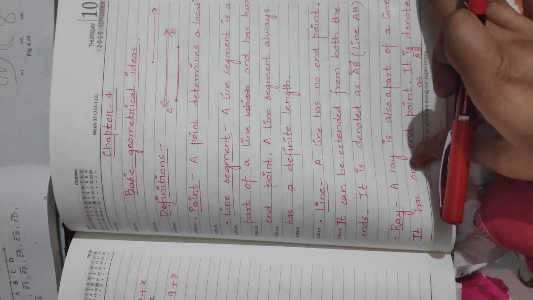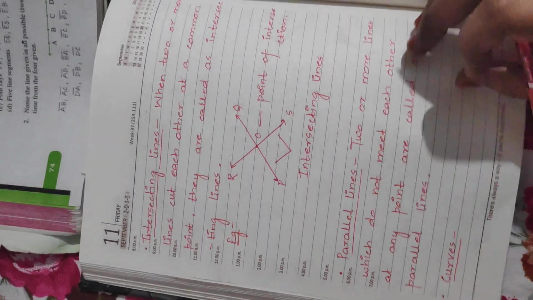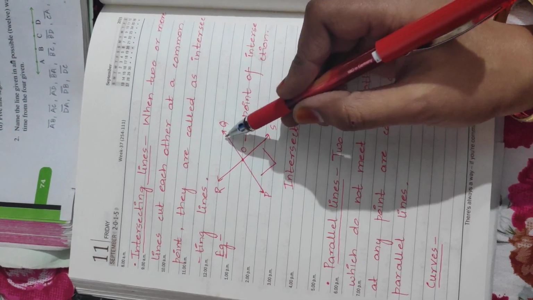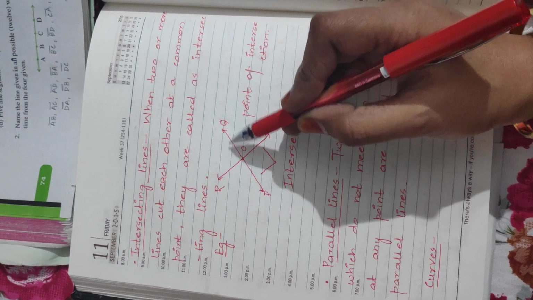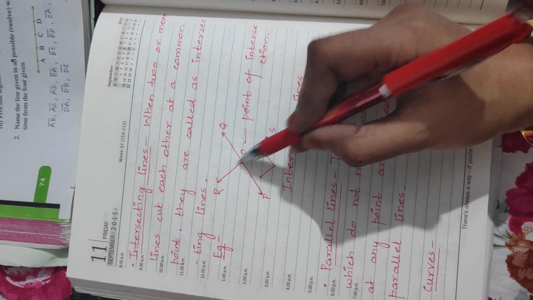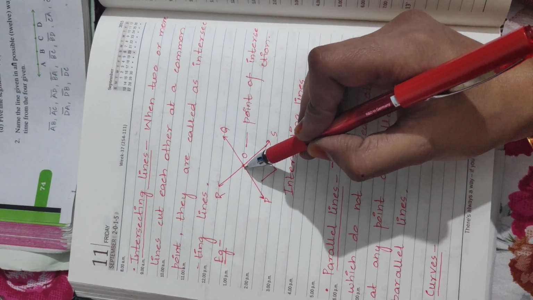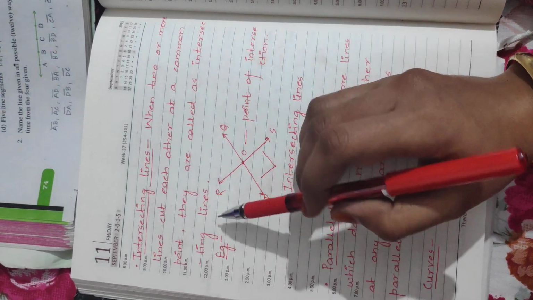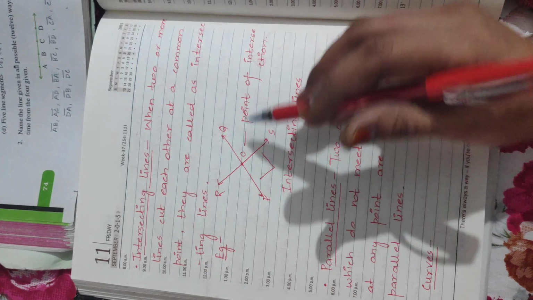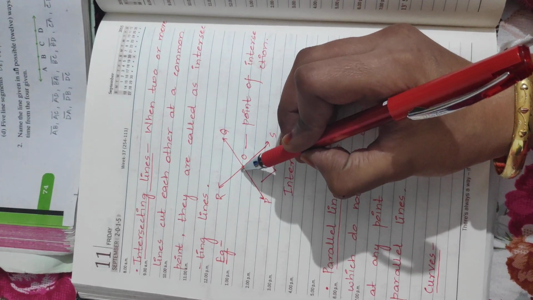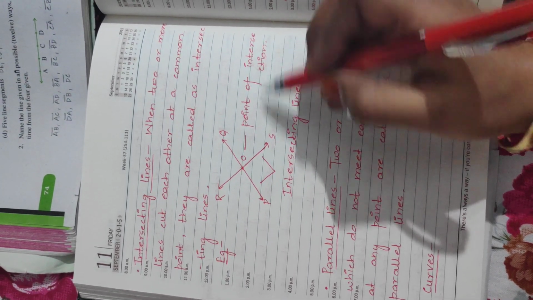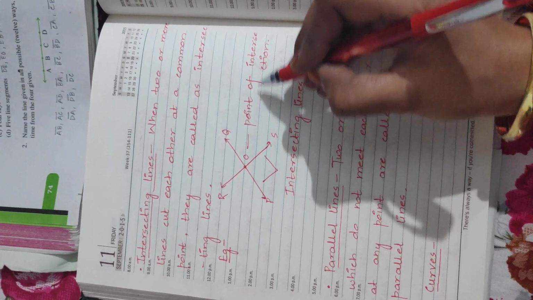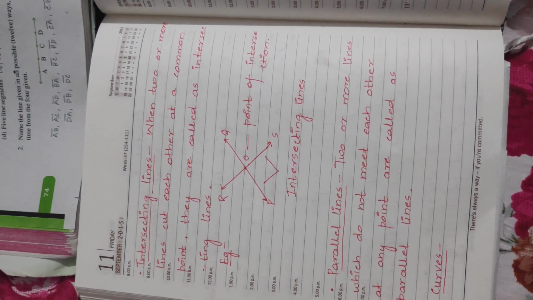Next definition is your intersecting lines. When two or more lines cut each other, as you can see in this figure, here the two lines, first is your PQ, second is your RS. These two lines are cutting each other at one point. They are intersecting each other at one point. So they are saying when two or more lines cut each other at a common point, they are called intersecting lines. The point at which they are cutting each other is named the point of intersection.